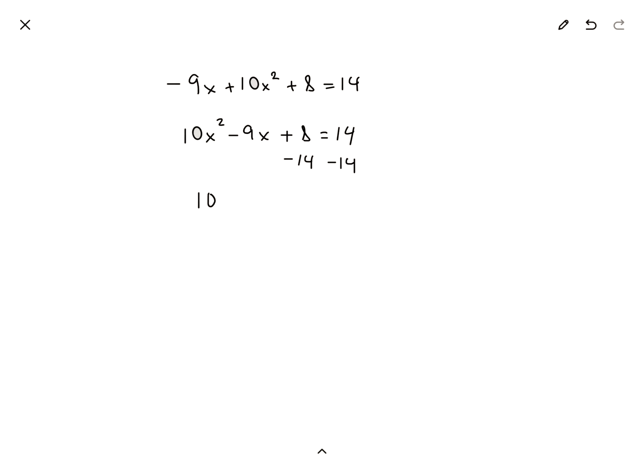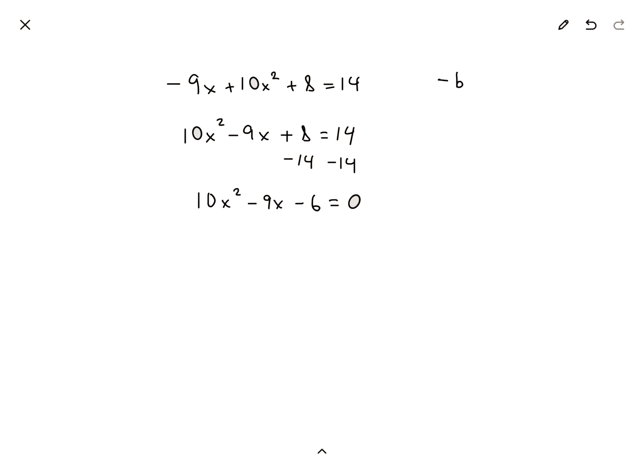Right, 8 minus 14 is negative 6. So 10x squared minus 9x minus 6 is equal to 0. Okay. Now I could try and factor that, but I think instead I'm just going to use the quadratic formula.